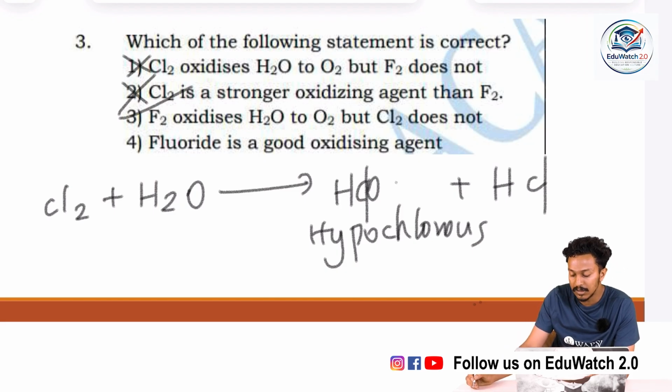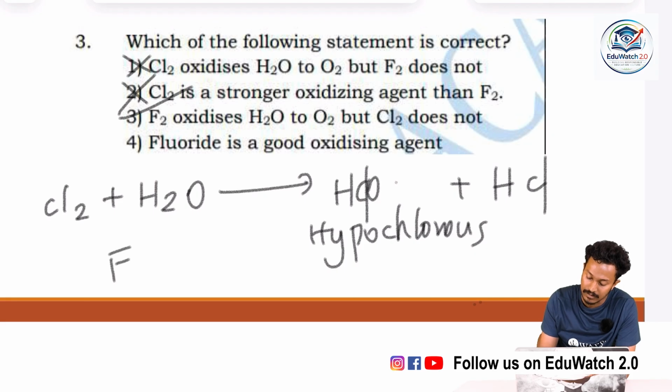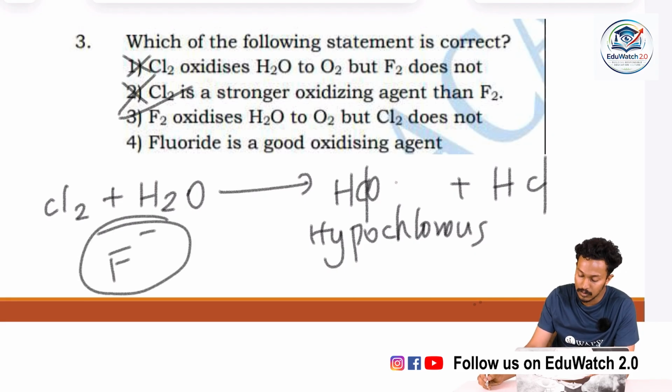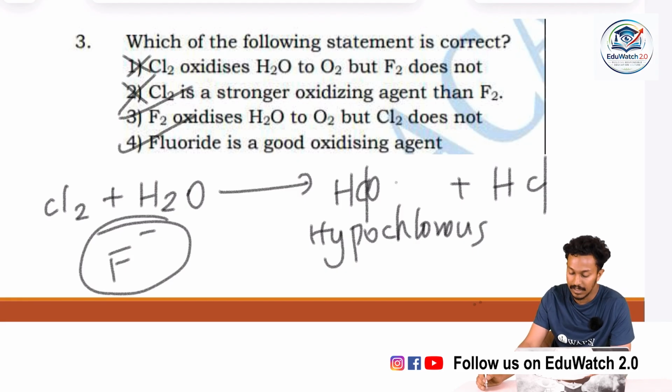But let us look at option number 4. It says fluoride is also a good oxidizing agent. That is fluoride, F minus, not fluorine. So option 4 is also incorrect. The correct option for question number 3 is option 3: fluorine oxidizes H2O to O2, but chlorine does not.